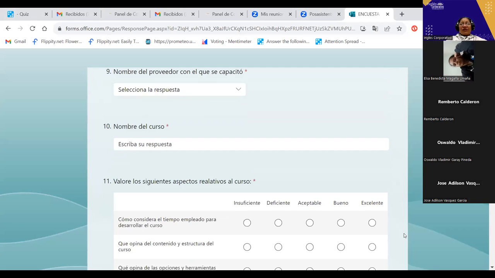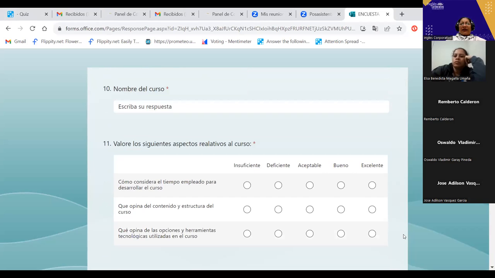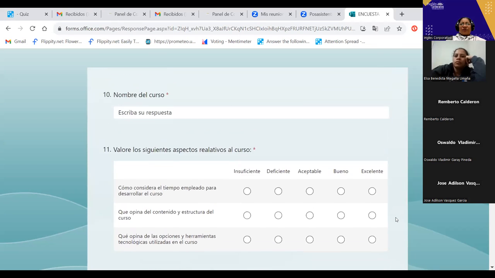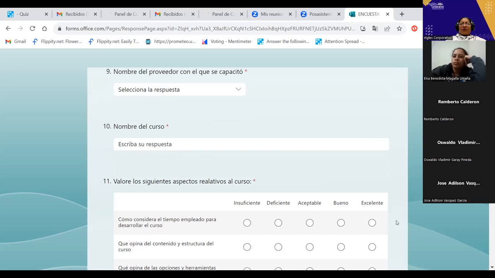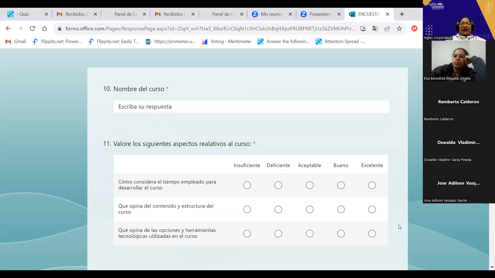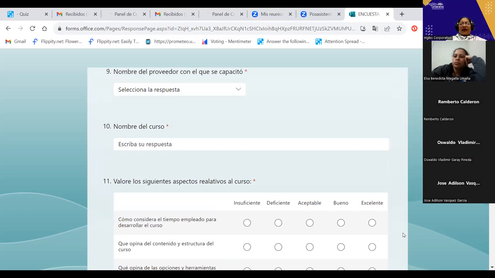Luego en la número 11, usted ahí ya de manera independiente, individual, los valores que usted va a adjudicarle a cada uno de estos tres criterios. Usted dice cómo considera el tiempo empleado para el desarrollo del curso, qué opina del contenido de la estructura y qué opina de las opciones y de las herramientas. Usted escoge con libertad el que mejor le parezca, desde insuficiente, deficiente, aceptable, bueno y excelente.